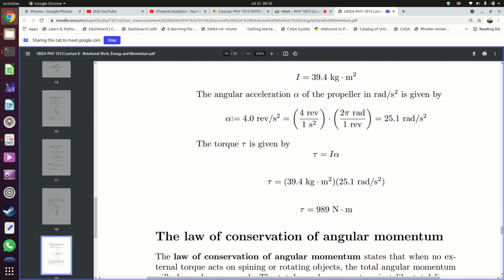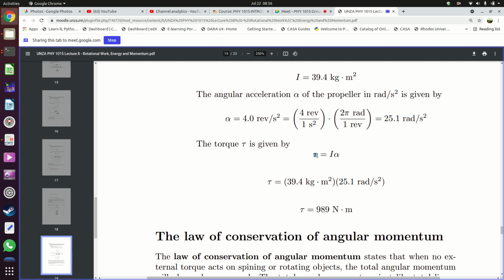So alpha, which is our acceleration, is 4 revolutions per second squared, which is equal to 4 revolutions divided by 1 second squared. So we change these revolutions into radians. That's going to be 2 pi radians divided by 1 revolution. So the revolution cancels, and you end up having 4 times 2 pi radians, which is going to be 25.1 radians per second squared. This is your angular acceleration.